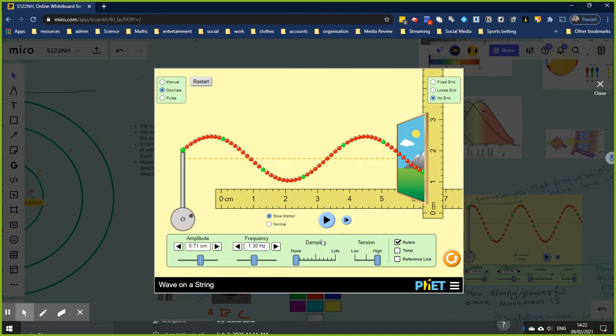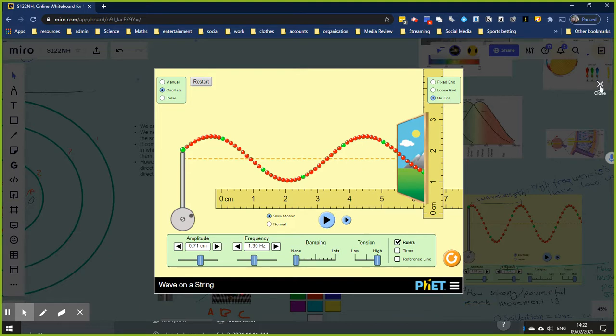So that's how you measure the amplitude and the frequency. Now this is the same with all waves, and sound is a wave, and so is light. And of course, this is just a wave on a string. You can also have water waves, and you can have other types of waves as well.